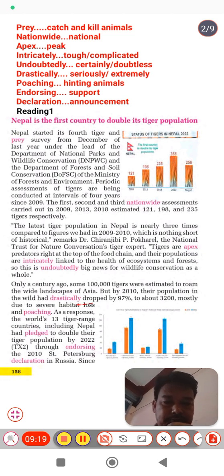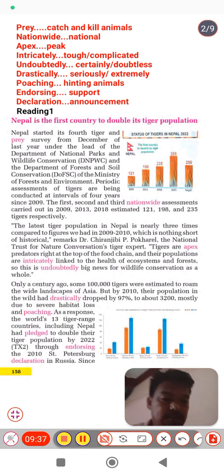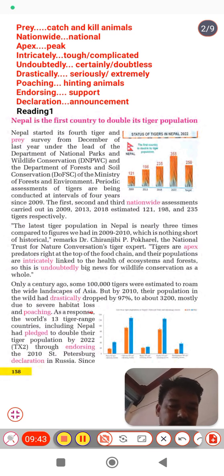But now their population has decreased drastically by 97%, which results in only about 3,200 tigers remaining. And this is because of what? This is because of the poaching, the hunting, and because of the unfavorable environment.